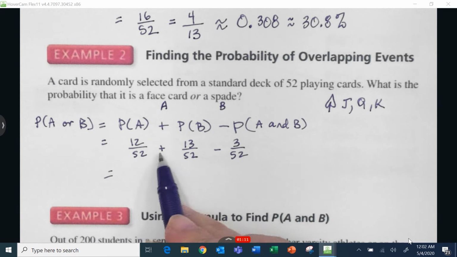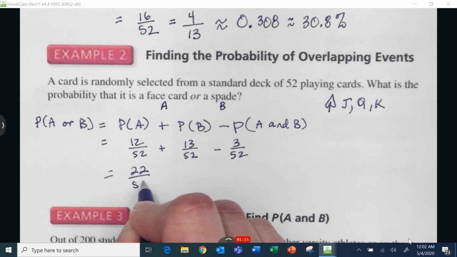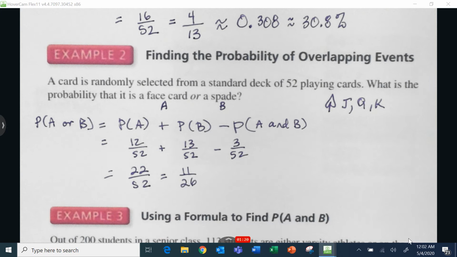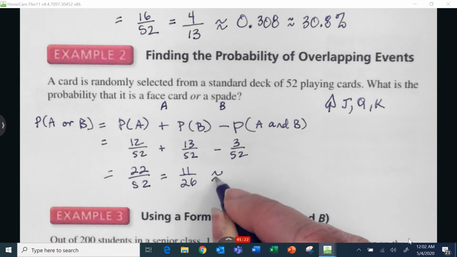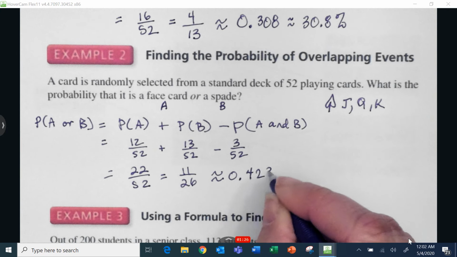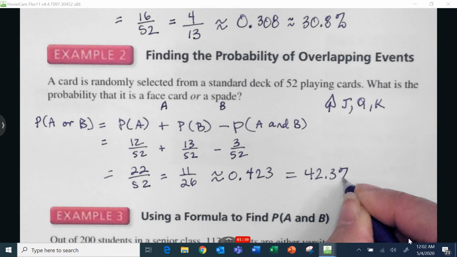So we add and subtract the numerators. We get 22 out of 52. That reduces to 11 out of 26 for our fraction. Turn that into a decimal, get approximately 0.423. If we need to know the percent, that would be 42.3%.